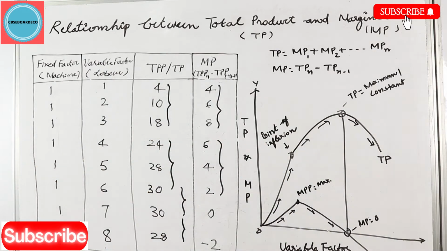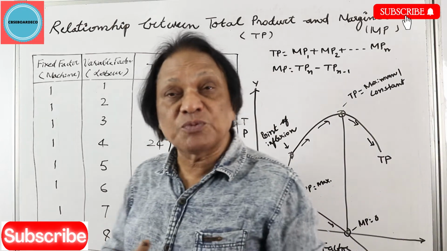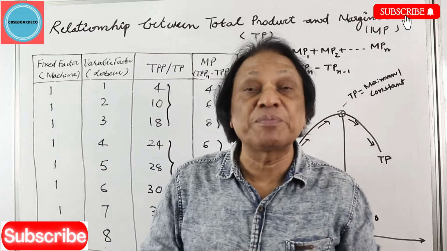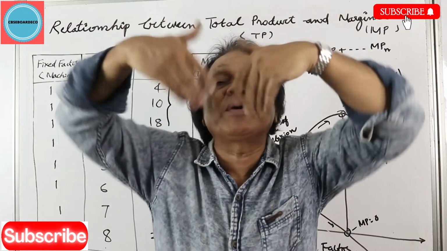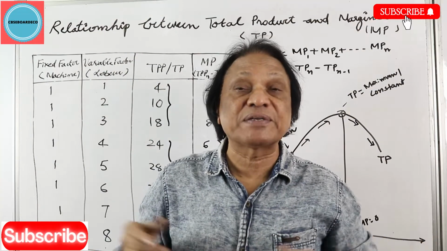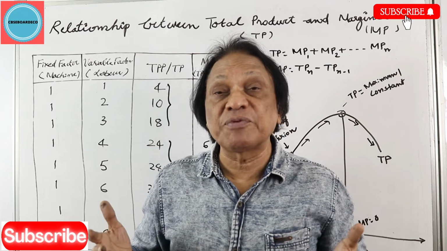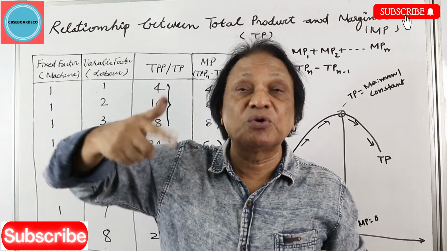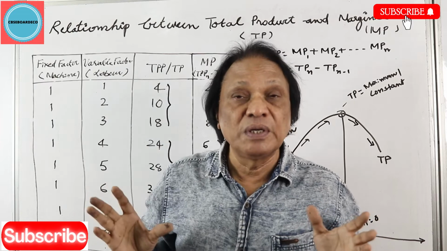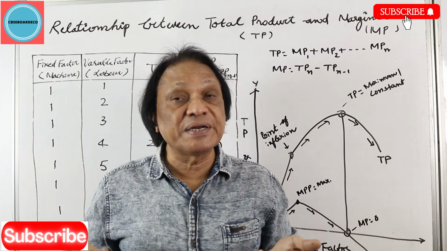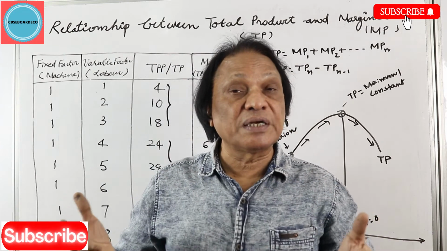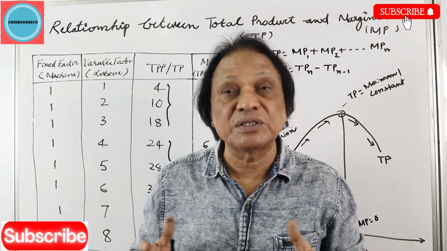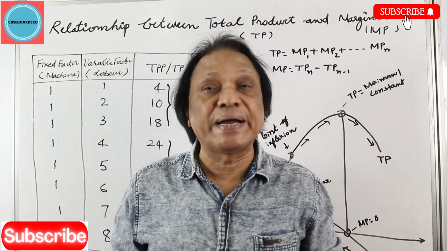Total product is the total number of units produced by a firm by engaging a certain number of fixed and variable factors of production. We already know that as we go on engaging more and more laborers on the same fixed factor, the machine, total product will not increase at a constant rate, 10, 20, 30, 40, 50. No. It first increases at an increasing rate, then increases at a diminishing rate, and then at a certain level of output it declines.